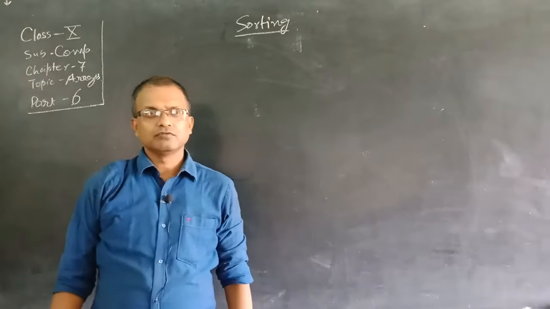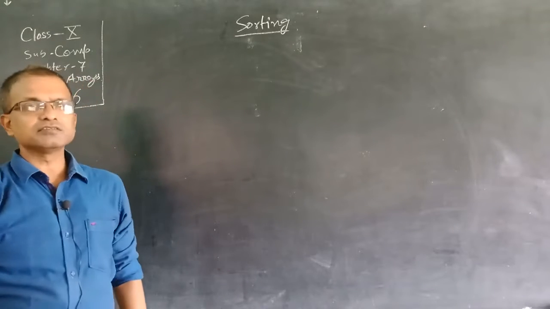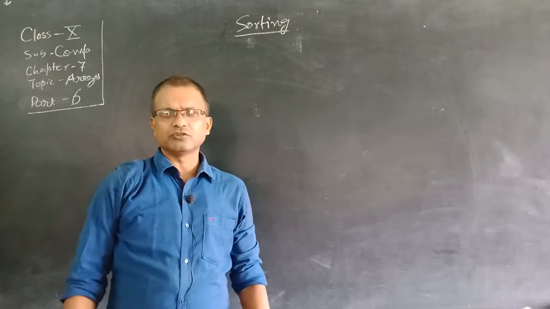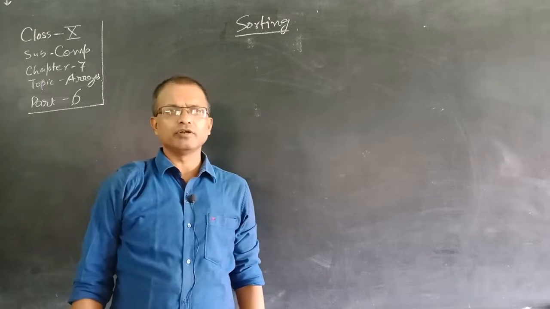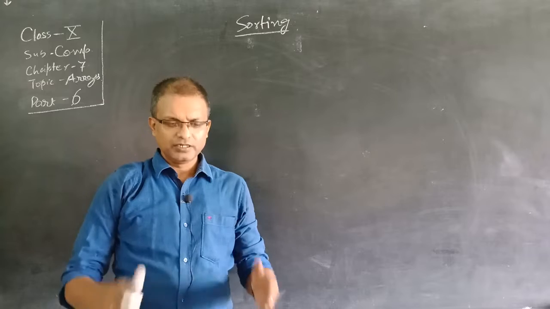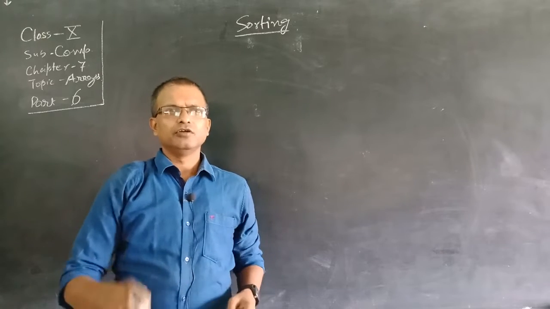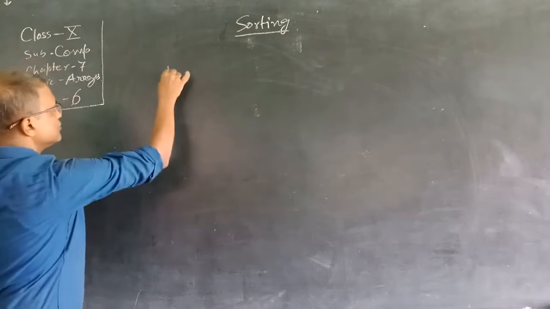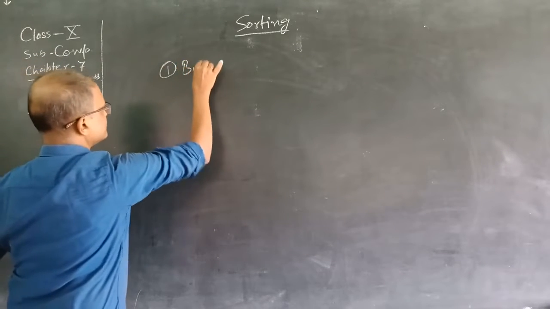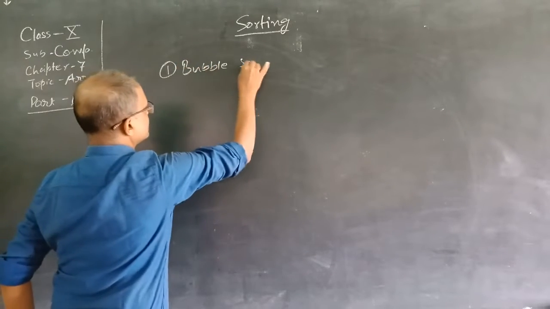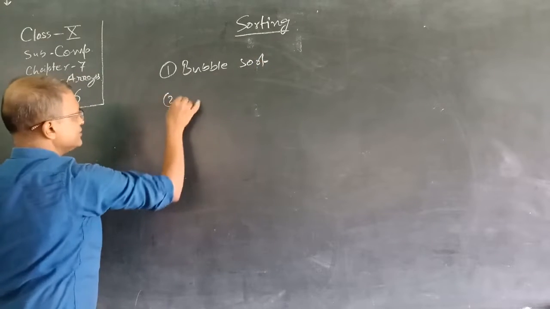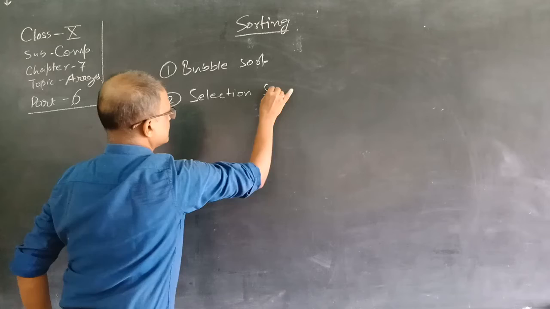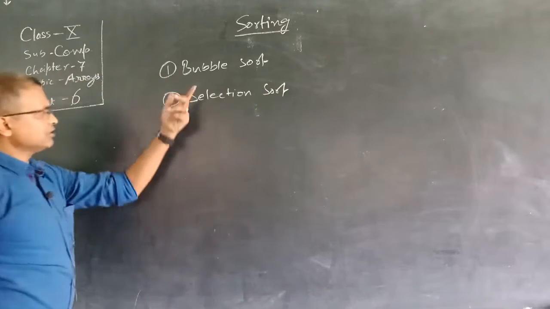Hello everyone, today we are going to discuss sorting techniques in Java. However, there are many sorting techniques, about 20 to 25 sorting techniques in Java, but at your standard you have to know only two sorting techniques. First is bubble sort and the second is selection sort.